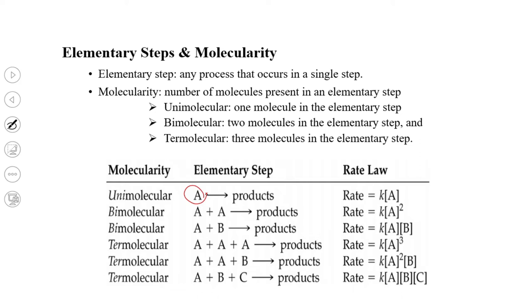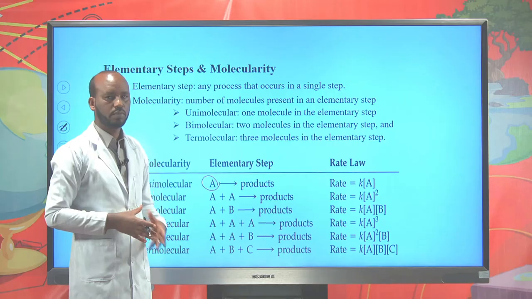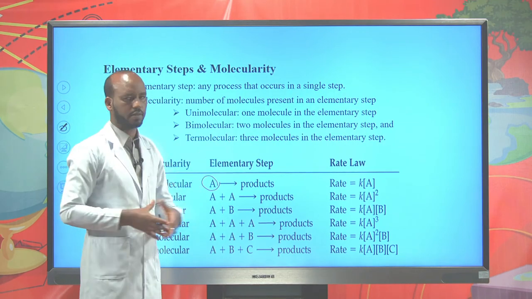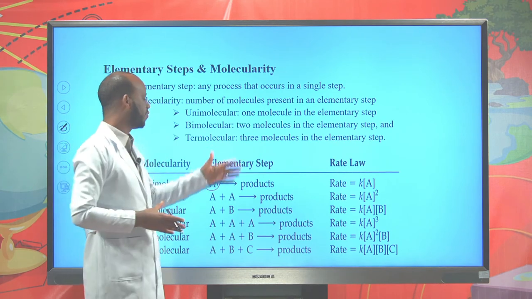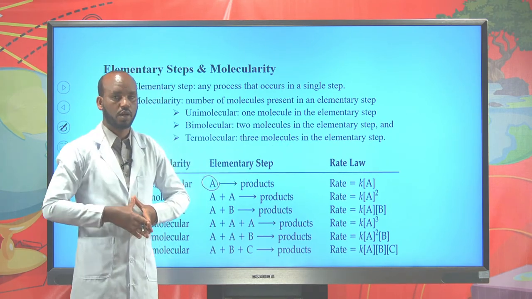Termolecular: three molecules in the elementary step. For example, A plus B plus C to form product. There are three reacting species that form a product. Termolecular is rare. Colliding of three species is rare.